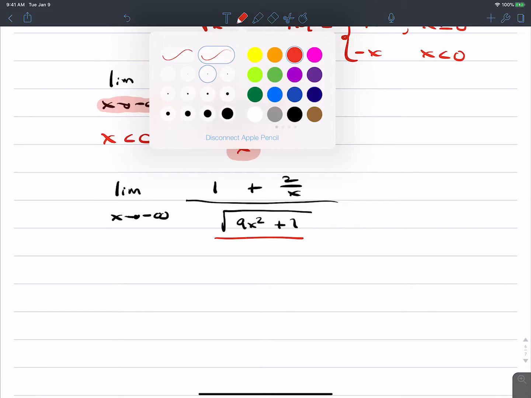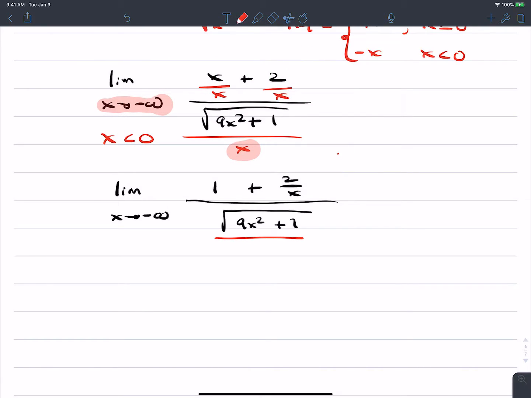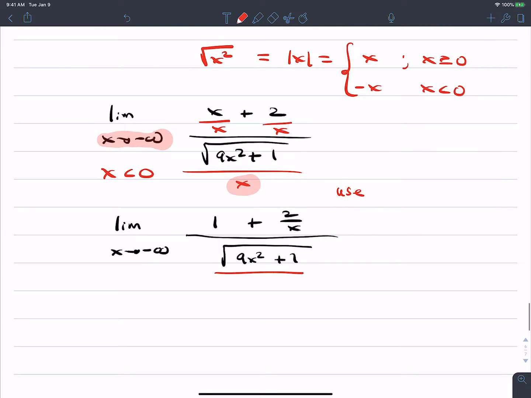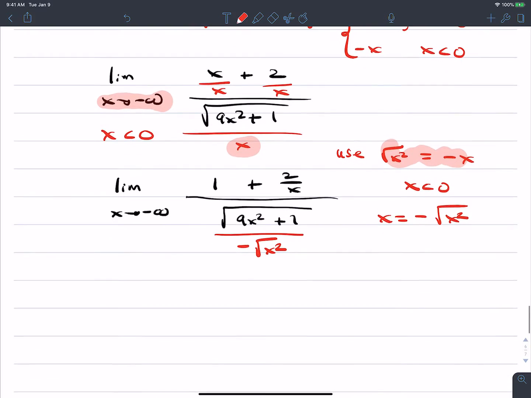Here's what you guys get to use. At this point, use the fact that the square root of x squared is going to be minus x because x is going to be negative here. So you're going to try to get under that radical. What the algebra says now would be simply that x is minus the square root of x squared. So you're going to put a negative square root of x squared down here so you can get under your radical.